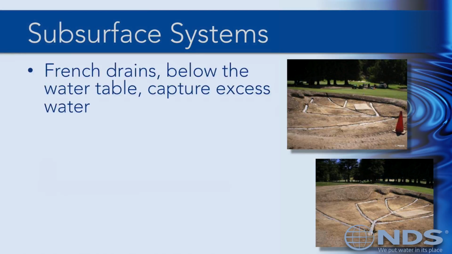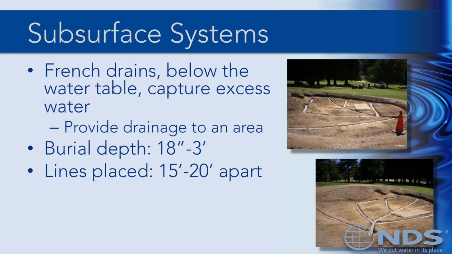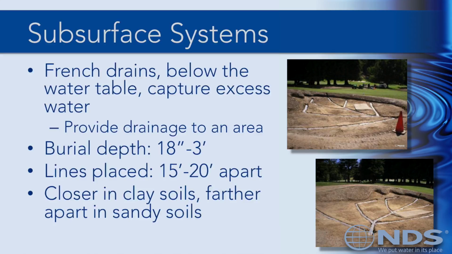Subsurface systems use French drains installed below the water table to capture excess water from wet areas or to provide drainage to an entire area, like a lawn. For a recreational lawn, a burial depth of 18 inches to 3 feet is pretty common, depending on groundwater elevations, with lines placed 15 to 20 feet apart. Drainage lines should be closer together in tighter clay soils and farther apart in sandy soils.